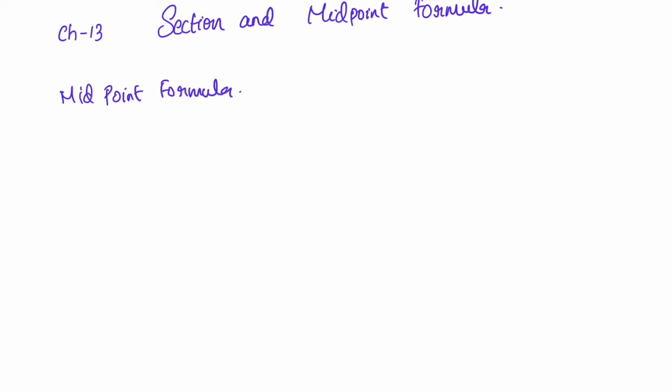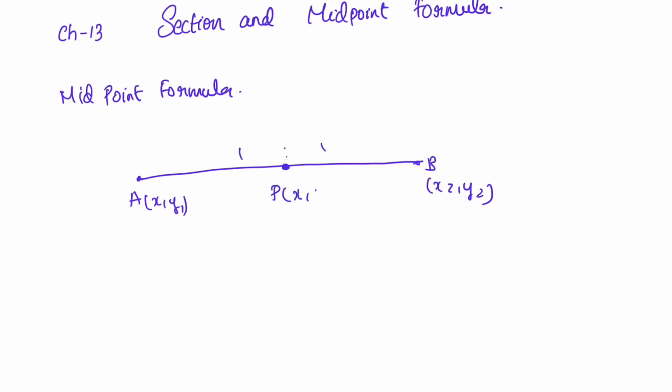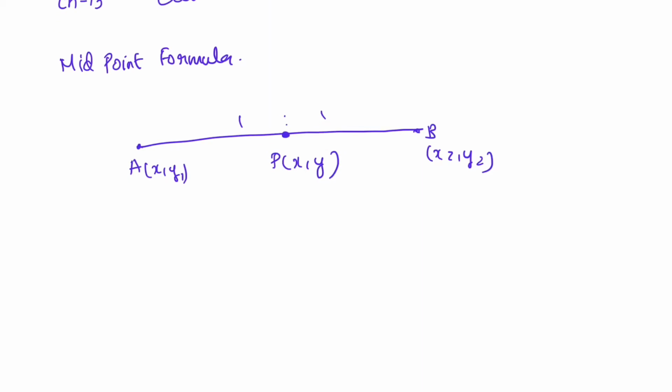So what is midpoint formula? To find the coordinates of the midpoint of the line segment joining two given fixed points. So if you have a line segment like AB, with points x1, y1 and x2, y2, and you need to find the midpoint of it, it will be exactly the middle. So 1:1 ratio. So your point will be P(x, y). How do you find it? You will use the section formula only here.